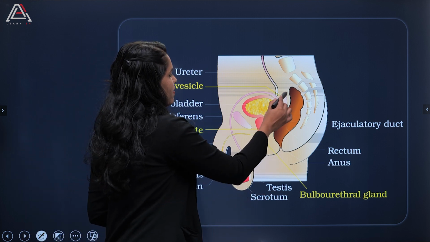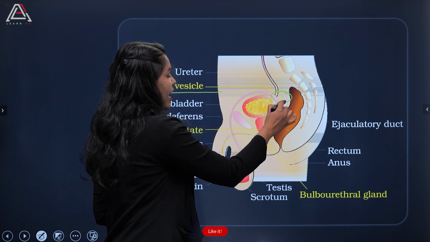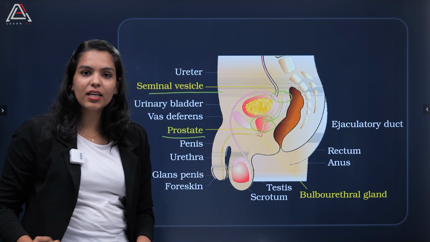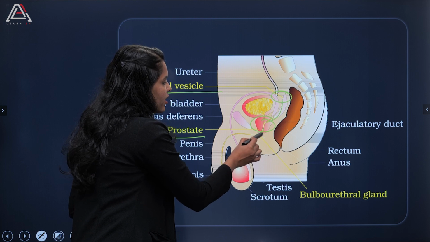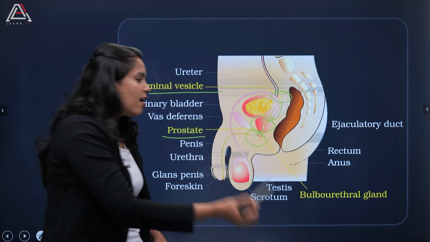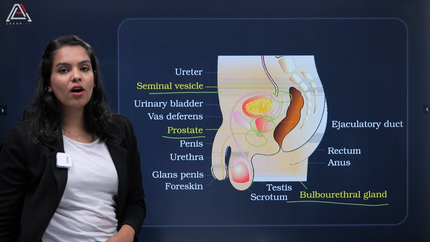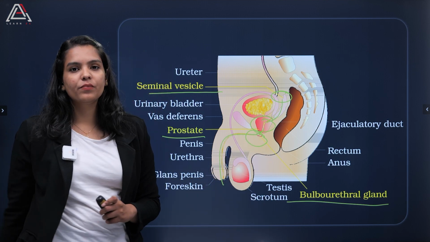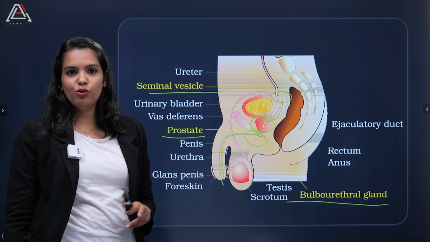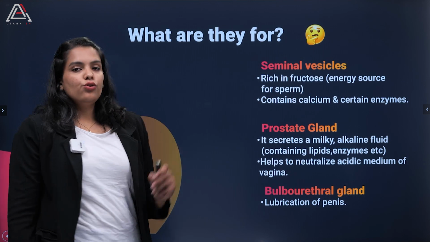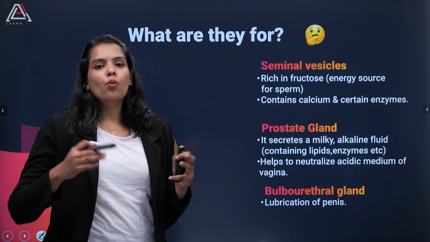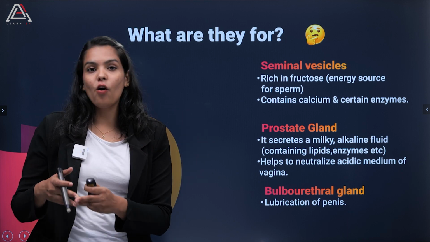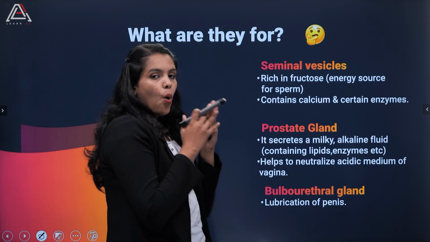Here you can see the seminal vesicle, that is the first gland. Then it will move on further and be exposed to the prostate gland, and then it will move on further and be exposed to another gland, the bulbourethral or Cowper's gland, and then it will move to the outside. Okay, so three glands are exposed here. So talking about why these glands are present, what are they here for? Let's talk about them one by one.